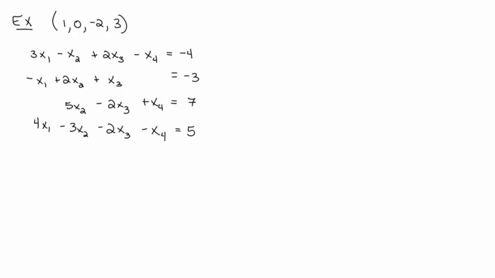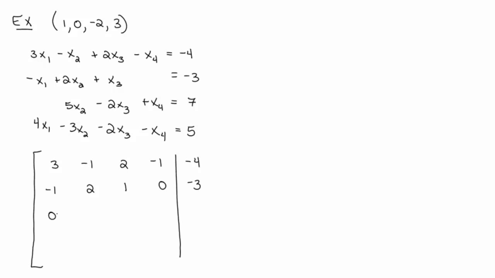Okay, so now let's write this as an augmented matrix. So here I go. I'm going to write this down below. It is 3, -1, 2, -1, augmented with a -4, -1, 2, 1, 0, augmented with -3, 0, 5, -2, 1, augmented with 7, and finally 4, -3, -2, -1, augmented with 5.